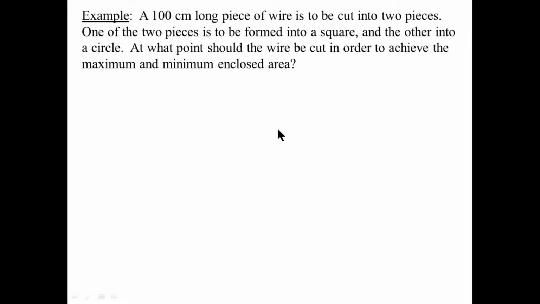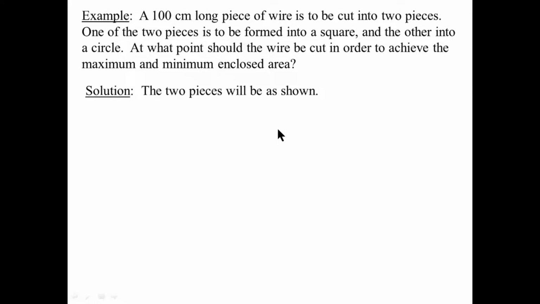Another example: a piece of wire 100 centimeters long is to be cut into 2 pieces. One of the 2 pieces is to be formed into a square and the other is to be formed into a circle. At what point should the wire be cut in order to achieve the maximum and the minimum enclosed area? Area enclosed by a square and a circle.